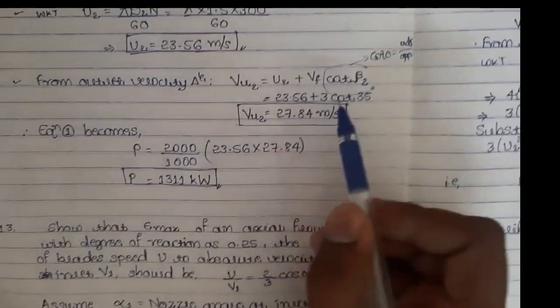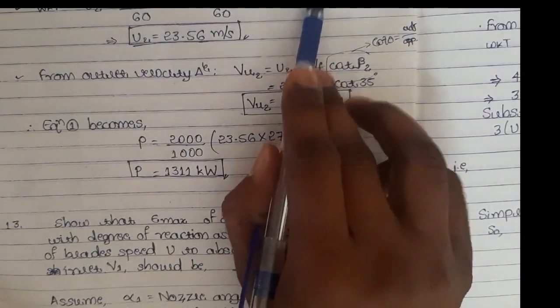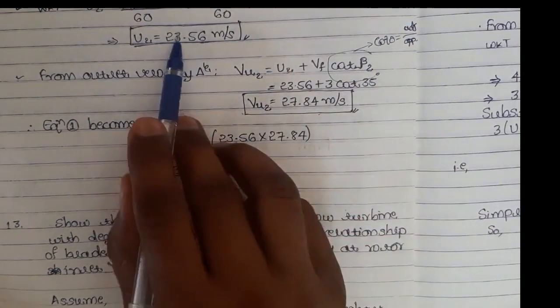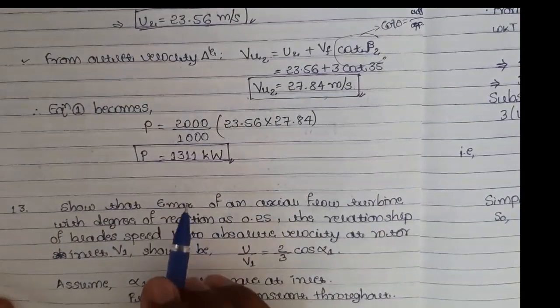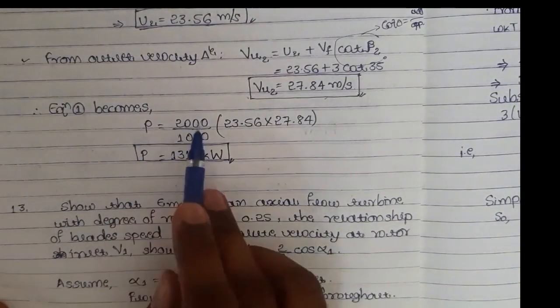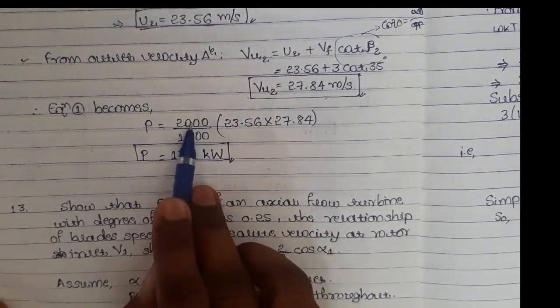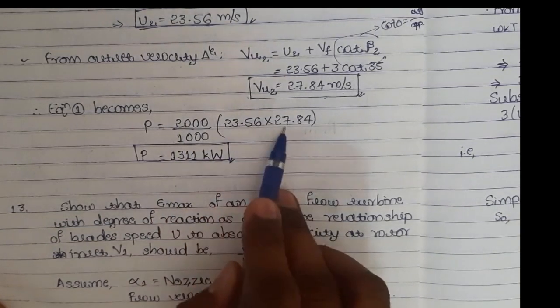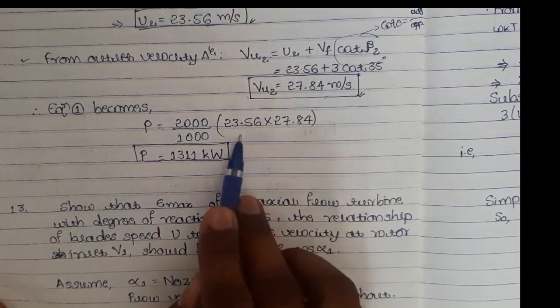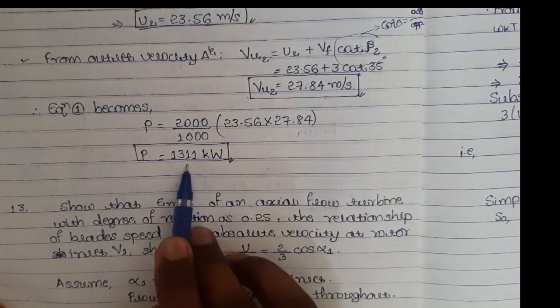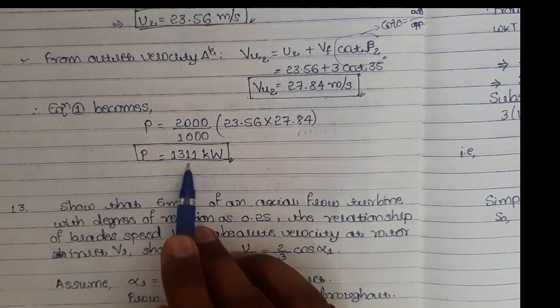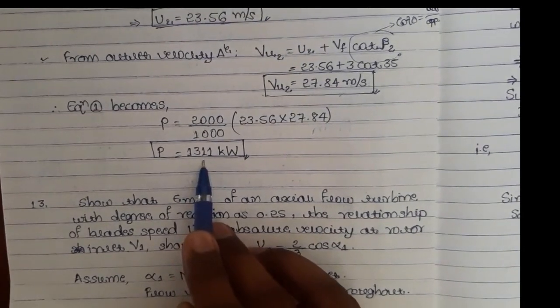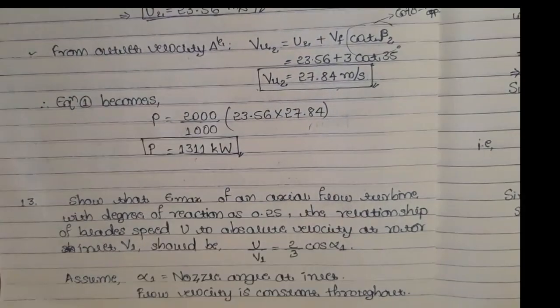So now, substituting U2 and Vu2 in the power formula, we will get P is equal to mass flow rate, which is given as 2000 kg per second, divided by Gc 1000, into 23.56 into 27.84, which are the values of U2 and Vu2. We will get 1311 kilowatt. So that is the power required to drive this pump.